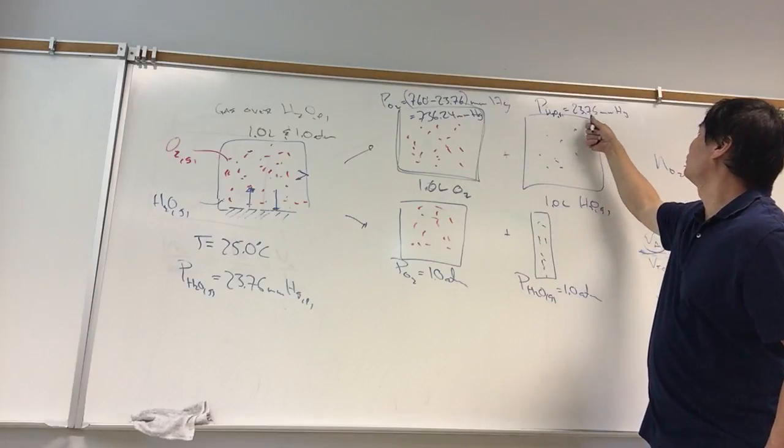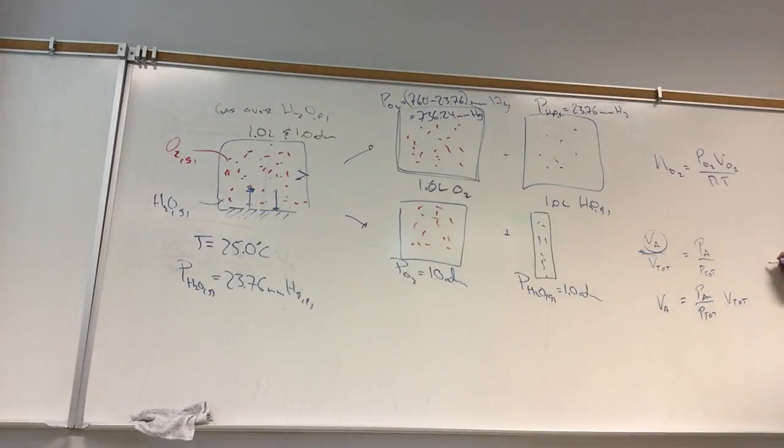In other words, the percentages are all the same. So let's do the fraction: 23.76 over 760, right? This is for H2O gas. The pressure fraction has to equal the volume fraction. So the volume of H2O gas over V total, 1.0 liters.